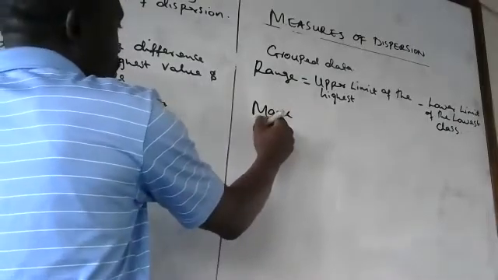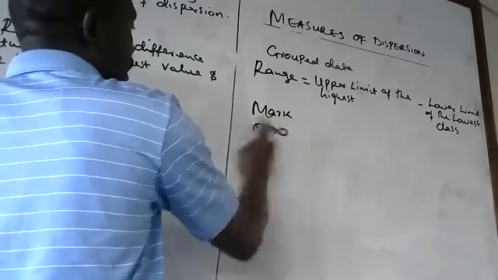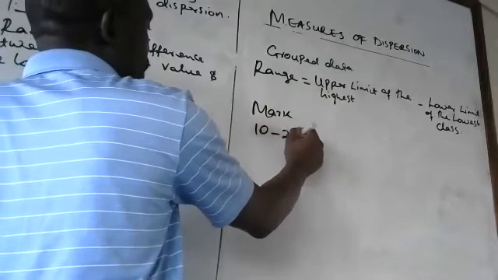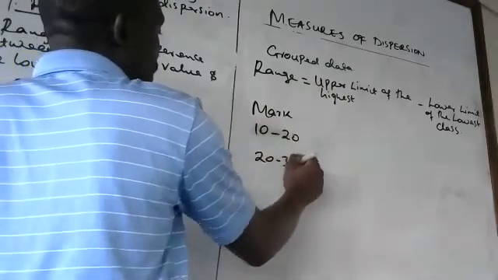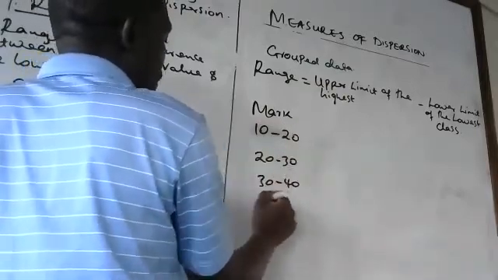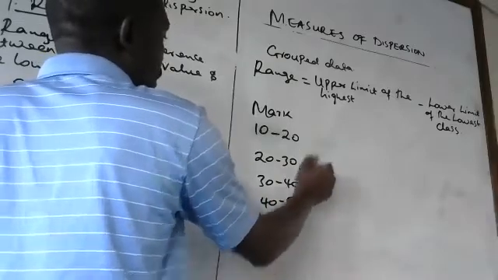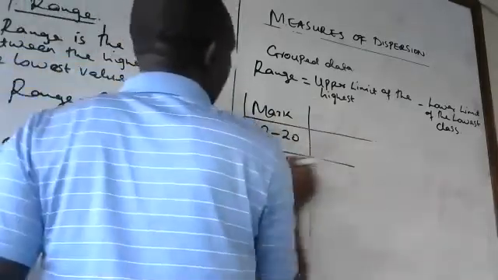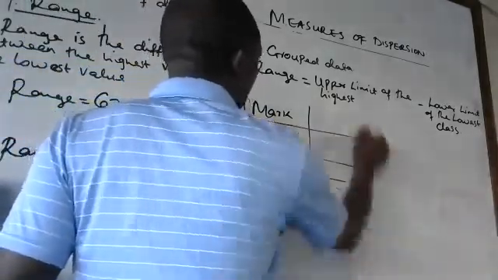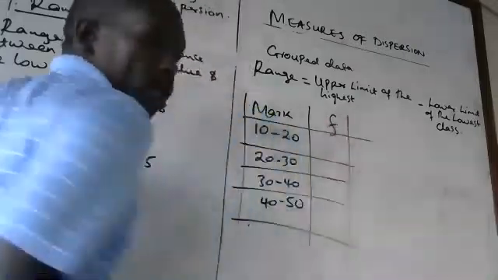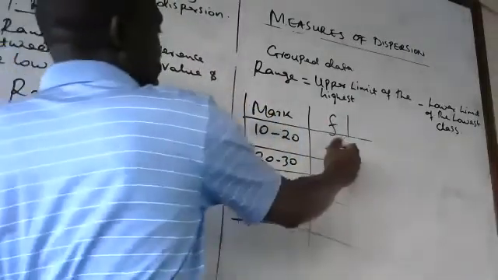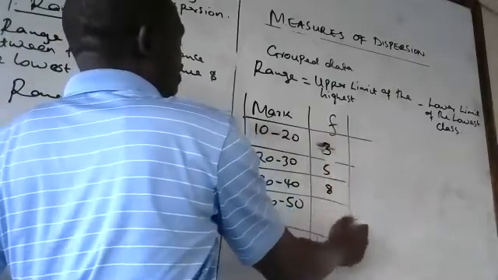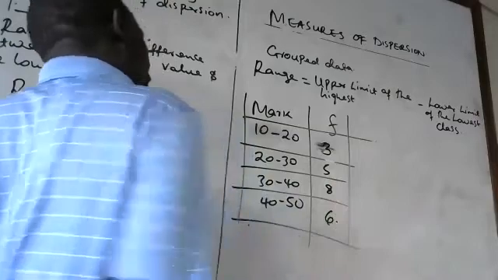So if you are given data like this, maybe it is marks. Let me say it starts from 10 to 20, 20 to 30, 30 to 40, maybe 40 to 50. That is how the marks were spread. And then you are given the number of students, which will be our frequency. Maybe here we had 3, we had 5, 8, maybe we had 6.